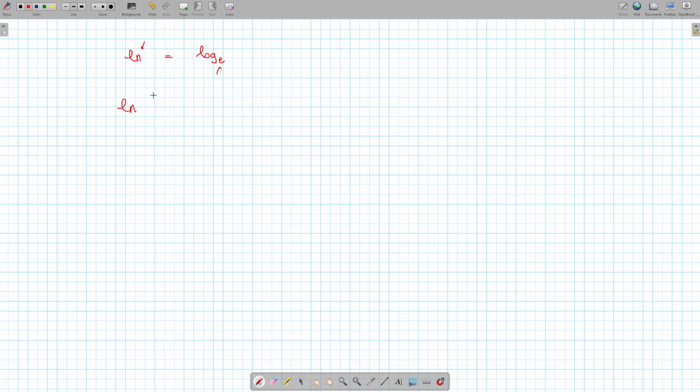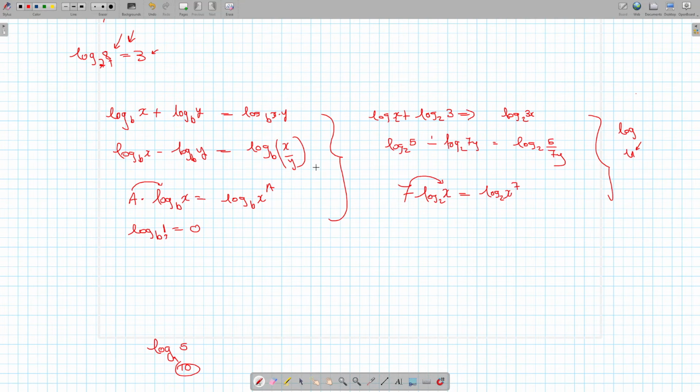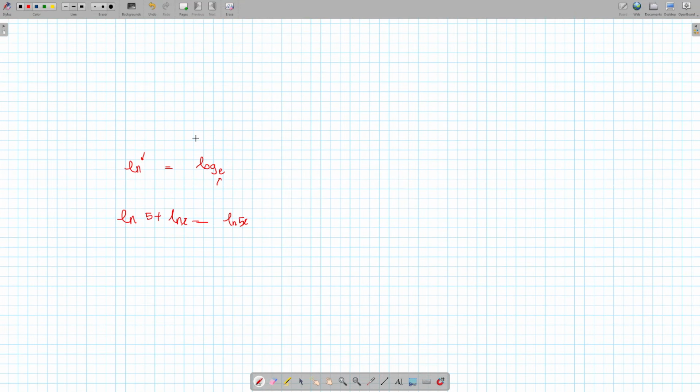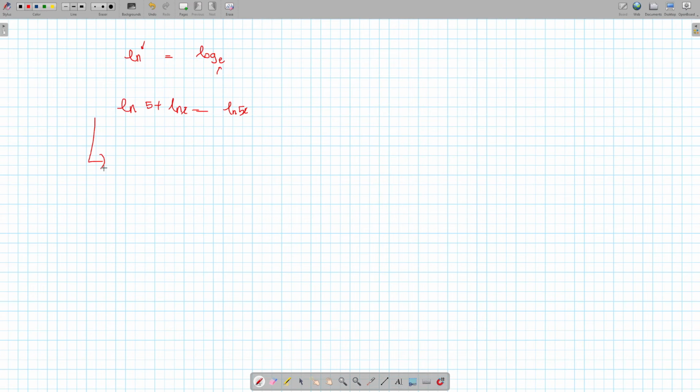So does ln follow the same properties? Yes. For example, ln 5 plus ln x is the same as ln 5x. It follows the same properties as the log. What are some things you need to know about ln? Let's take a look.